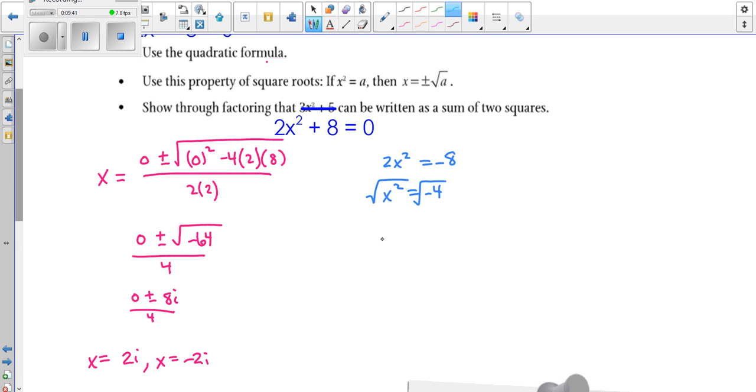Take the square root of both sides, which gives us two answers. So x equals plus or minus, the square root of 4 is 2, and we know it's imaginary because you can't take the square root of a negative. So same answers as before, a positive 2i and a negative 2i.